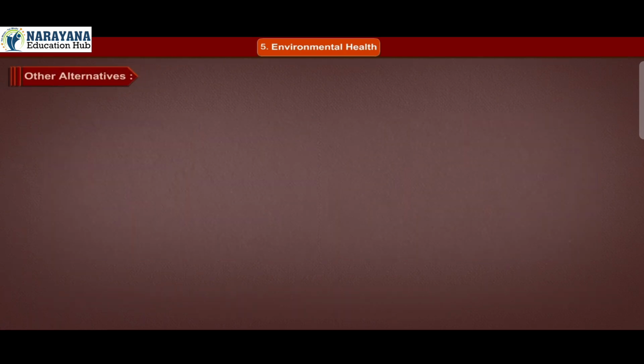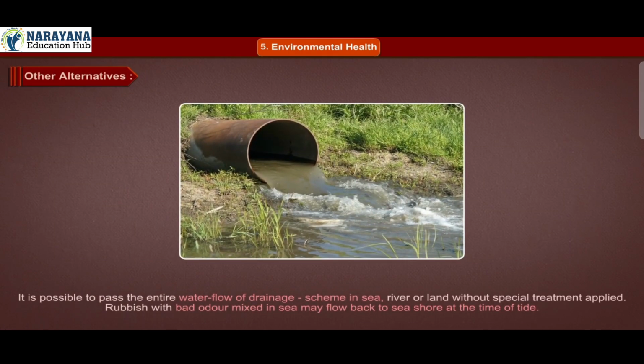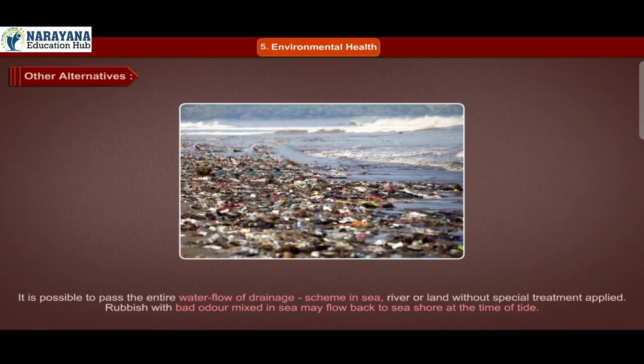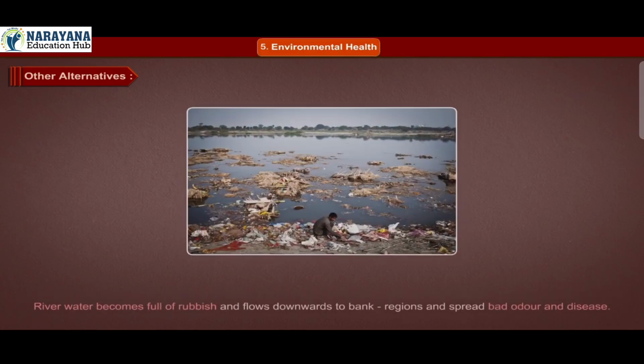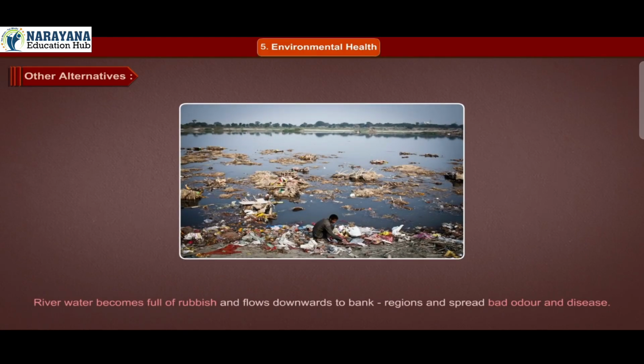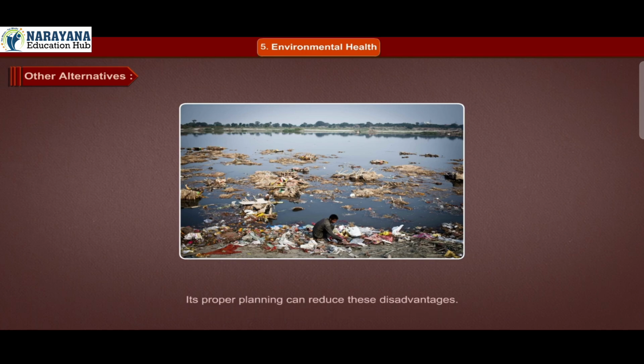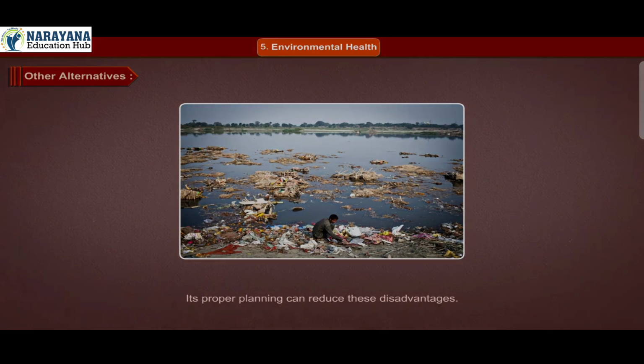Other alternatives. It is possible to pass the entire water flow of the drainage scheme into the sea, river or land without special treatment applied. Rubbish with bad odor mixed in the sea may flow back to the seashore at the time of tide. River water becomes full of rubbish and flows downwards to bank regions and spreads bad odor and disease. Its proper planning can reduce these disadvantages.